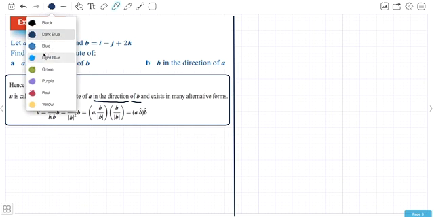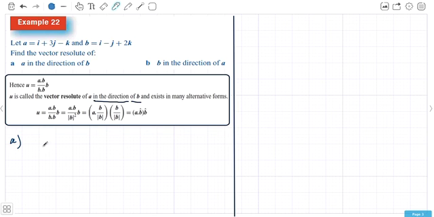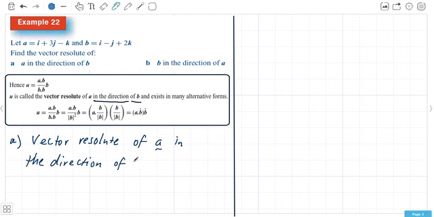So the first one we're going to look at, I'll do this in light blue. We're looking at find the vector resolute of A in the direction of B. It's always a good idea to set yourself up with a picture. So there's A, there's B. I'm making B a little bit bigger so I can see my parallel vector, which is the vector resolute of A in the direction of B. That's u. That's what we're interested in.